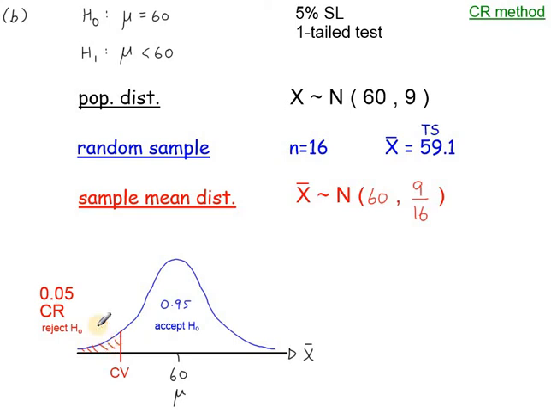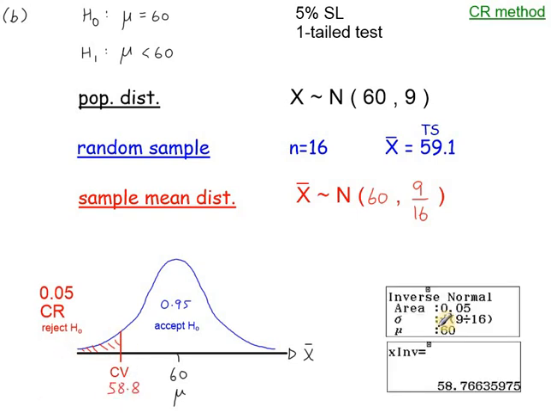So 5% in here, or 0.05, and we're going to use the inverse normal distribution, and we can calculate the value here for our critical value. The critical value is where the critical region starts from. So doing the calculations, we have 58.8, that's our critical value.